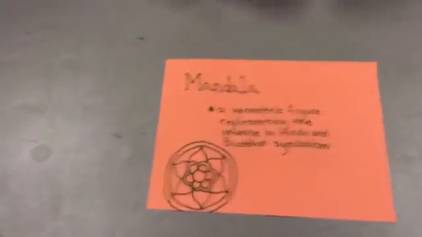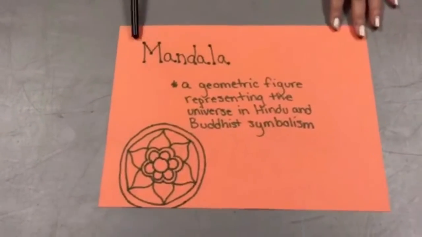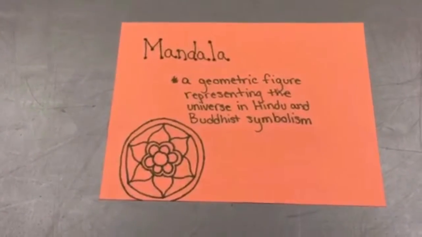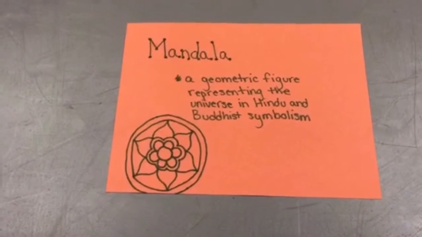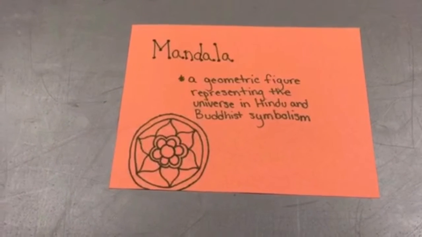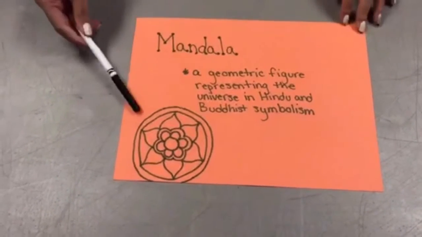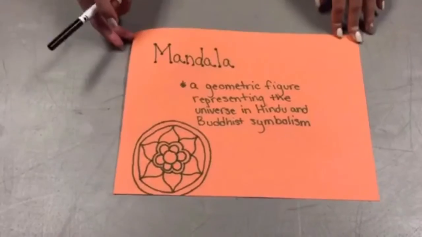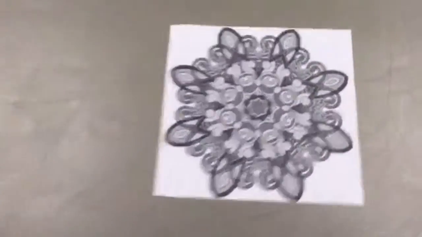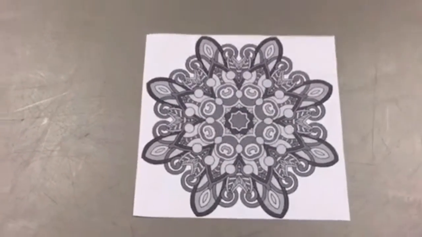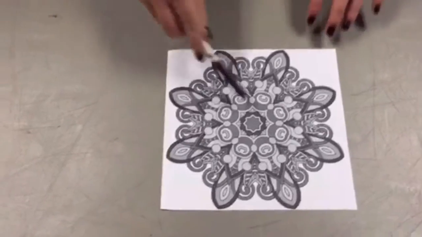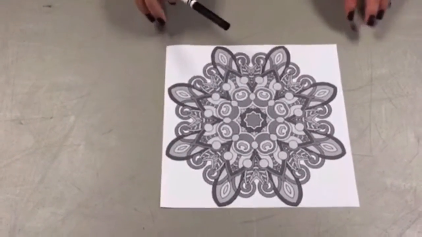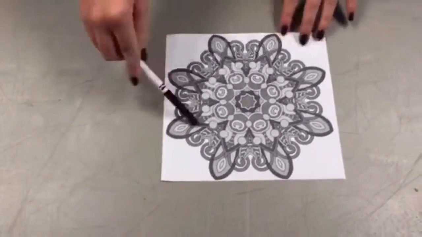So then for the project, the children will make a mandala. And what a mandala is, it is a geometric figure representing the universe in Hindu and Buddhist symbolism. Here's an example of a mandala. This is what students will be creating. Here's a bigger picture of a mandala, and students will be able to see all the different lines of symmetry, and they can each look at this and show each line.